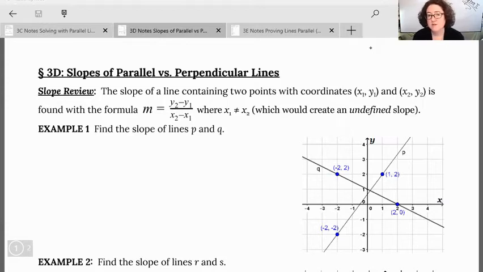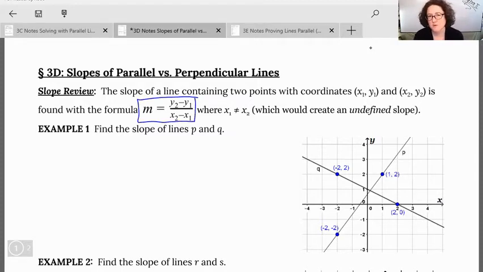You probably heard of it as rise over run, which is an easy way to remember which way you're counting on the graph. But you may have some instances where the points you're given don't fit on a graph, they're large. So we still need our formula to be able to find those. So our formula is m, little m, so we don't confuse it with our midpoint formula that we used last unit, equals y2 minus y1 over x2 minus x1. And we can't have x1 and x2 being equal.